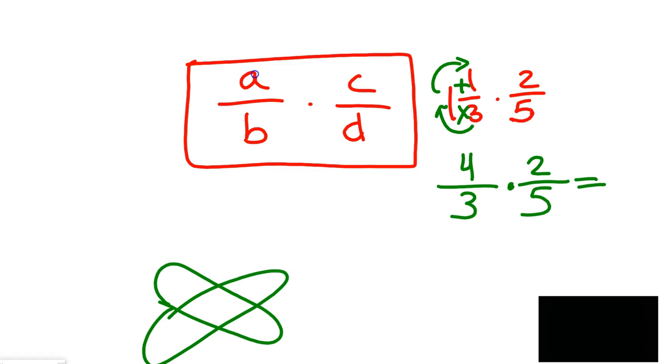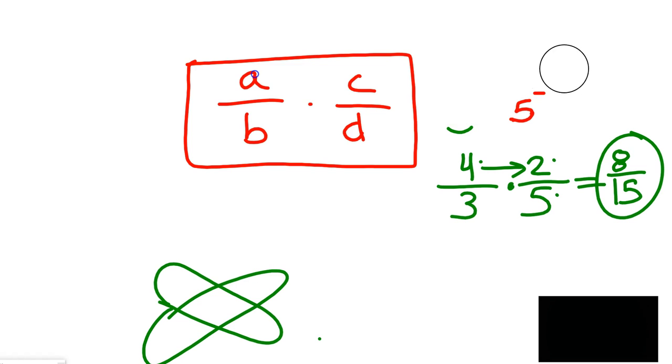I am in a over b times c over d. Number over number times number over number. So 4 times 2 is 8. 3 times 5 is 15. There's your answer, or your product, the answer to a multiplication problem. Let me erase this and do another one.